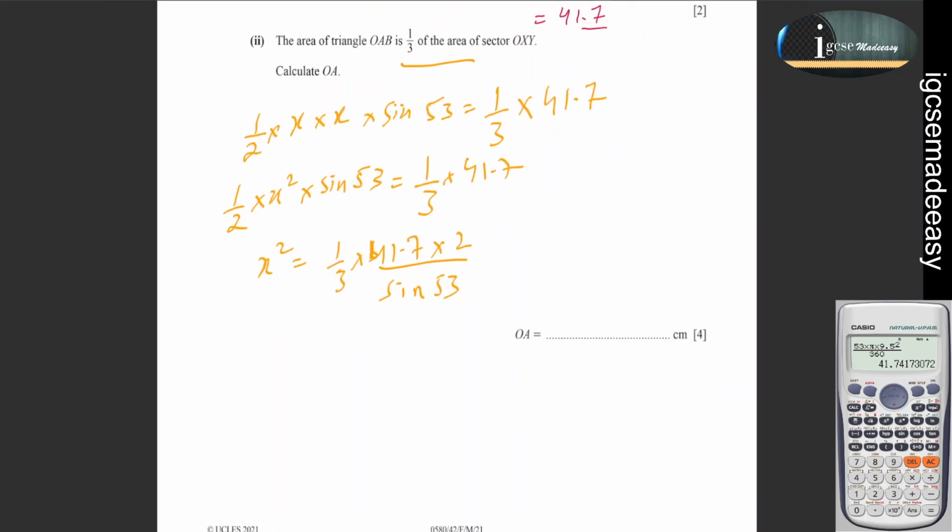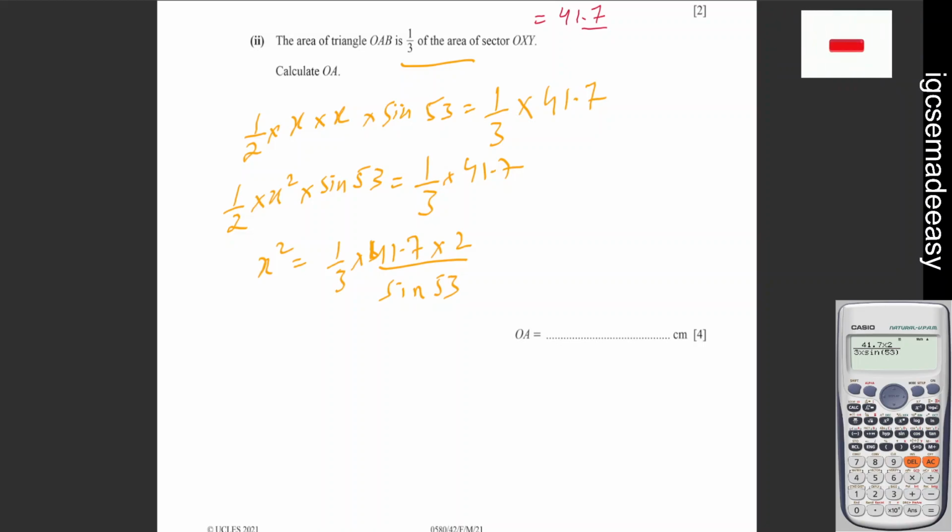Let's use the calculator to finish this question. So we have 41.7 times 2 divided by 3 times sine of 53.